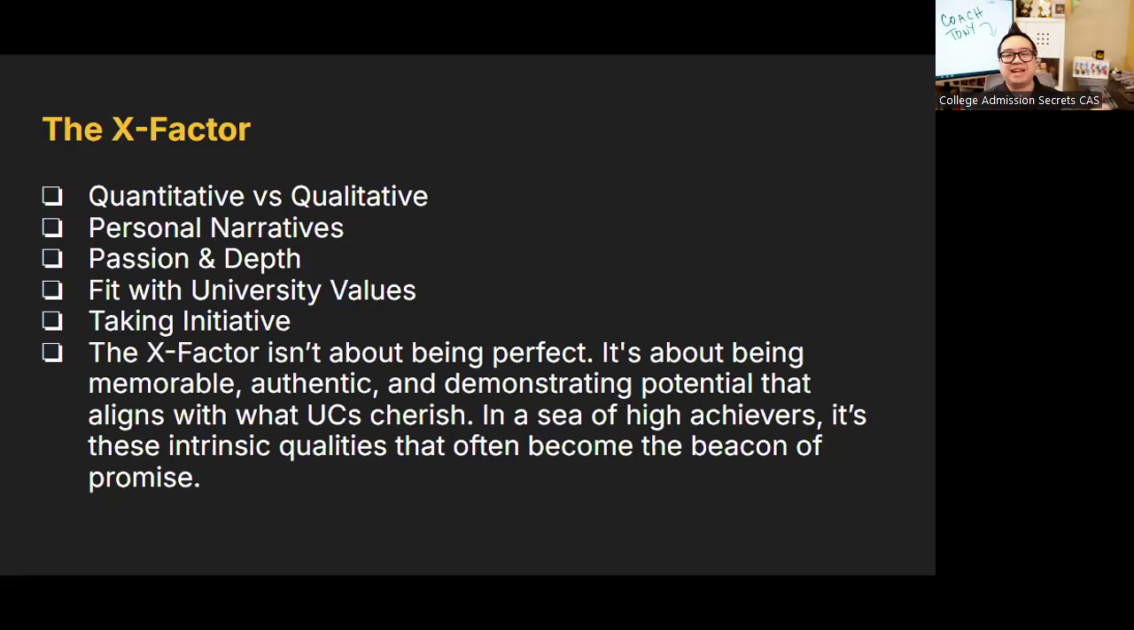Number 4, fitting with the university values, right? All the UCs have values, they have missions, for example, community service, leadership, right? They want someone with their same values to go. It's like when you work for different companies, parents, when you work for different companies, right? They all have different values. And usually you like to work at places that have the same values as you, right? I think that's the biggest thing. Same thing with universities, they're looking for students who embody their school values there.